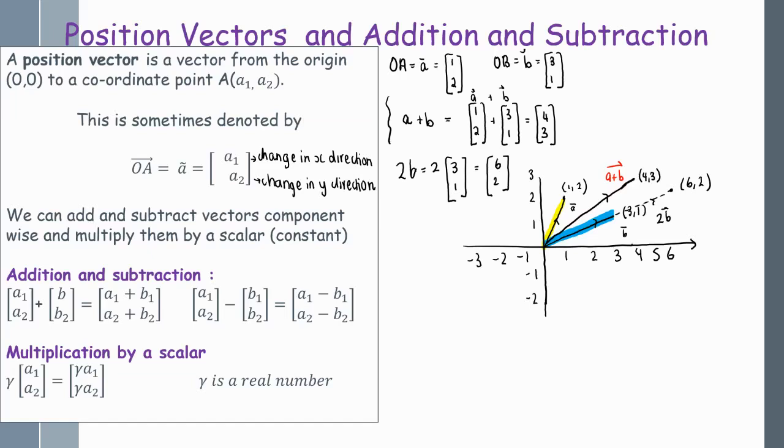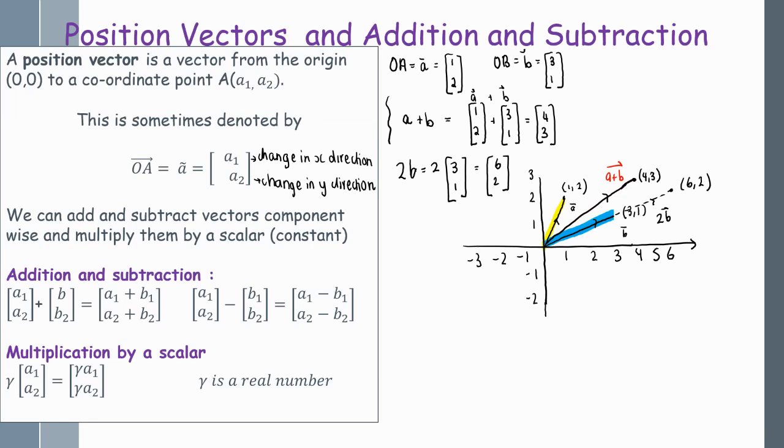To draw this vector, A plus B, remember it's just 4, 3, so we start at the origin, we go 4 units across in the positive x direction and 3 units up. So the vector AB will end up at the point 4, 3.